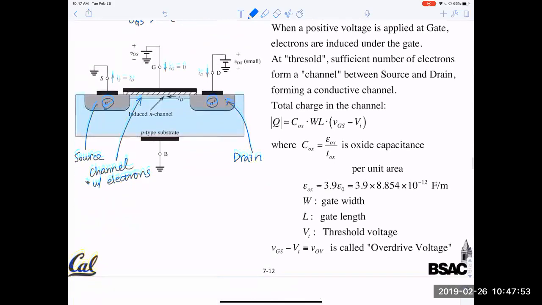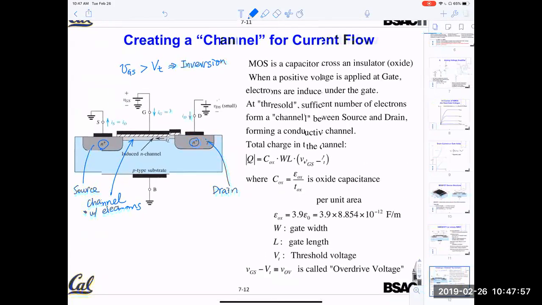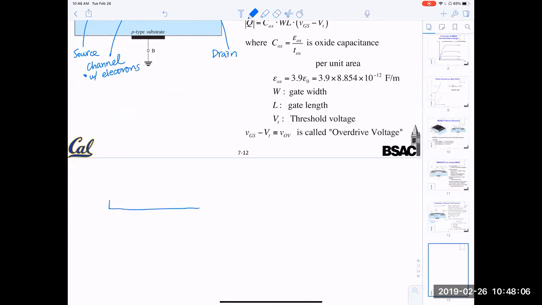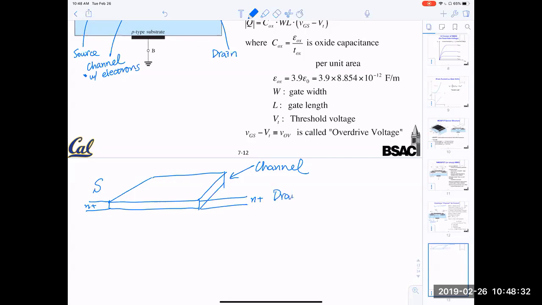Okay, so to estimate the current, let me add a page here. Let me exaggerate the channel. So this is my channel. And here is my N plus. So here is my source. And here is again N plus, here is my drain. But in between, this is the equivalent resistor that we want to estimate. So for the channel, let's assume the thickness is T channel. The width is W, and the length is L.